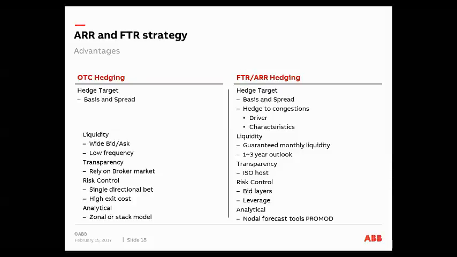So the advantage of using FTR and ARR in hedging is the hedging target is not only basis and spread, but also hedging down to the congestion level. Using fundamental analysis and modeling, we can find out the drivers and the characteristics of the congestions. We will understand how long the congestion will last and what the magnitude is. Well, in OTC hedging, we can only hedge basis or spread.